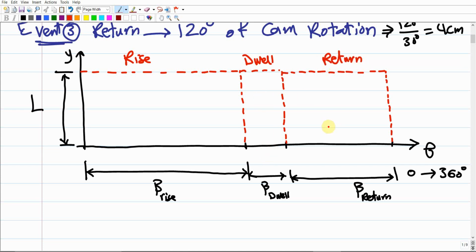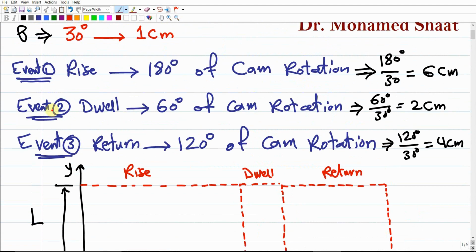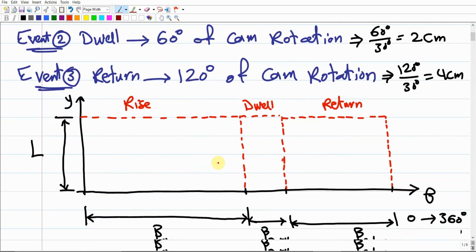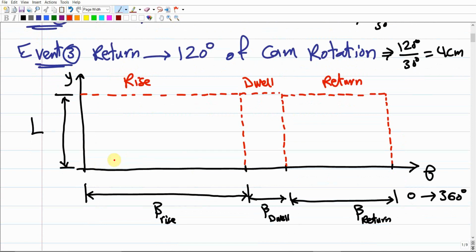So this is the initial setup of the displacement diagram. You have to know the different events and how long these events last in terms of the cam rotation, in terms of the angles, and you're going to assume a scale and break down the displacement diagram. So your objective is just to represent the rise of the follower and the return of the follower depending on the different types of the follower motion that we already discussed in the previous meeting.